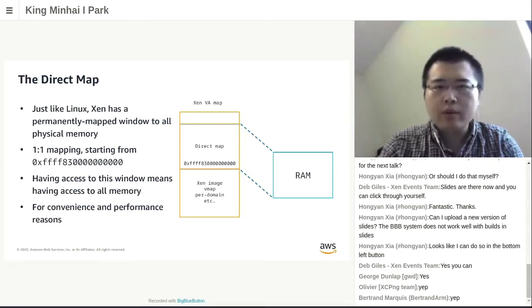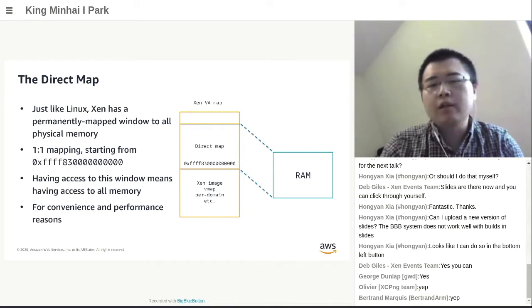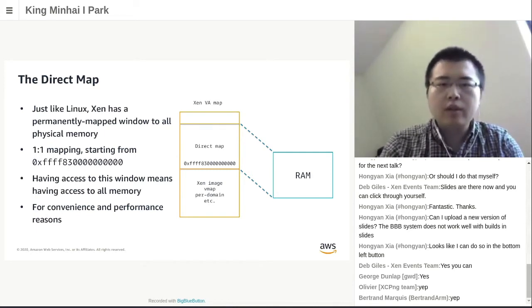We have this window just because it's convenient. Because the direct map window is always there, we can always use it to access memory. We don't need to map pages on demand, so this is also good for performance. But it also means it's really convenient for attackers to use this window to access probably the entire physical memory. So we want to block those vulnerabilities. That means we also want to block access to the direct map window, which means we want to remove it.